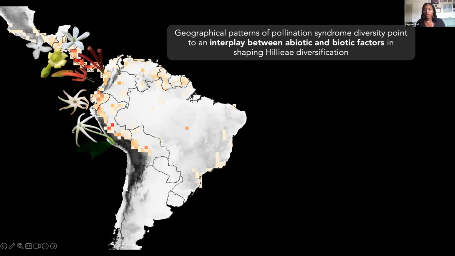And so I wondered if this disparity in syndrome diversity might be related to species ecology, specifically whether higher competition between species in Southern Central America could be leading to more pollinator shifts in that region.